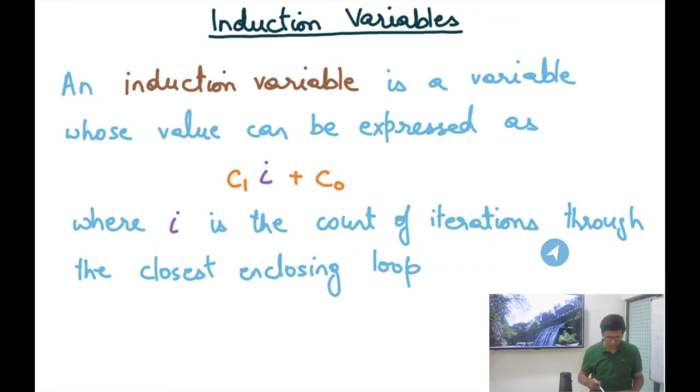is the count of iterations through the closest enclosing loop, and C1 and C0 are constants with respect to that particular closest enclosing loop. So in other words, this particular variable, the induction variable, can be expressed as an affine expression over the loop iteration count, the count of iterations that the loop has already executed.